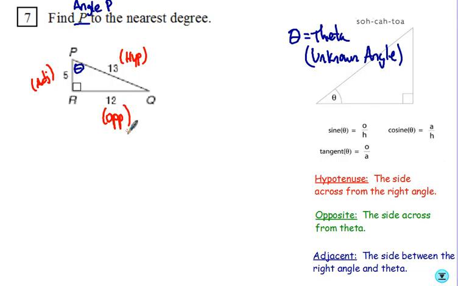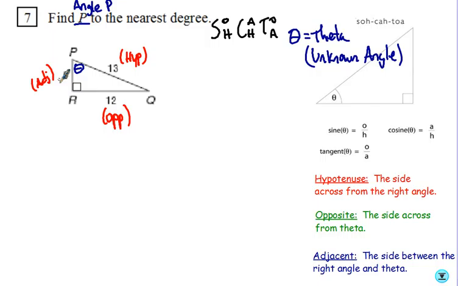Now this one's a little bit of a different problem because we actually know all three sides, so you're like, well, which trig function do I use? The short answer is you could use any one of them. Because you know all three sides, we could choose any trig function we wanted. So we could do opposite over hypotenuse, or adjacent over hypotenuse, or opposite over adjacent. Which one do you want to use? I don't know. Let's pick one.